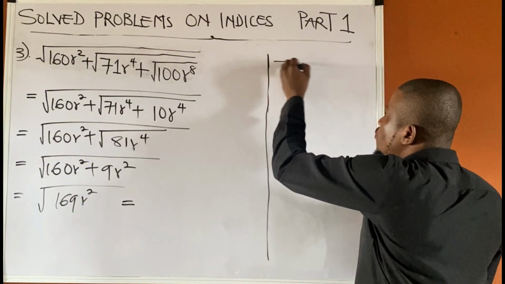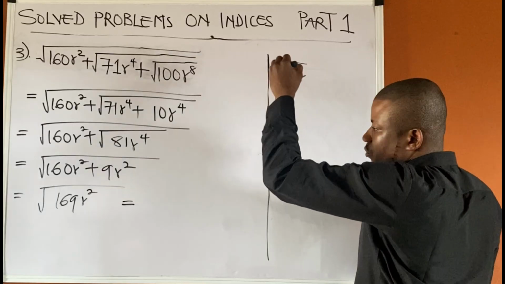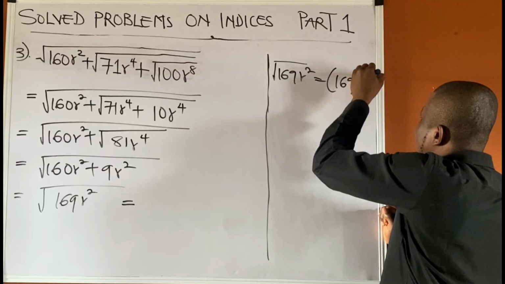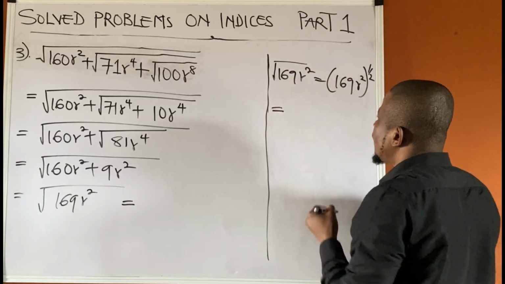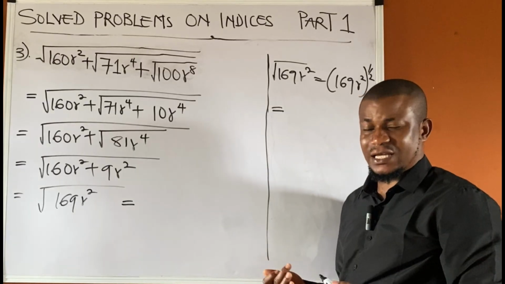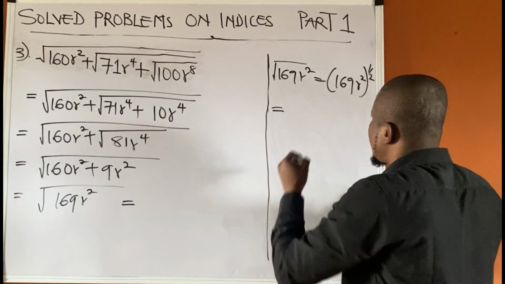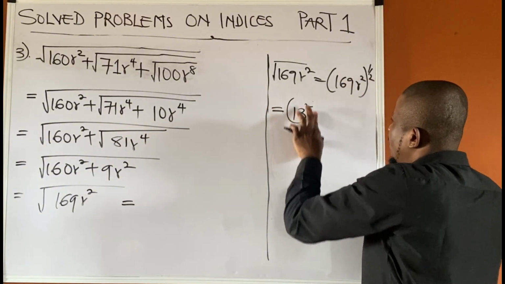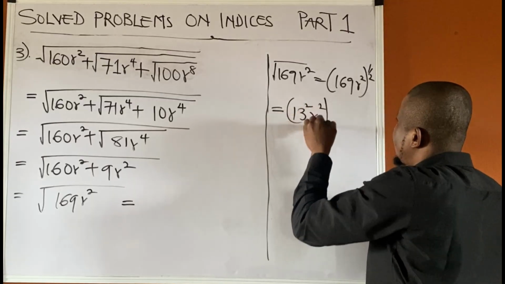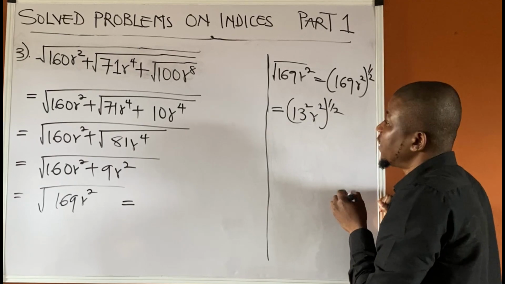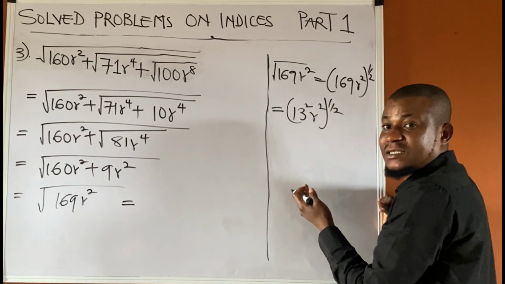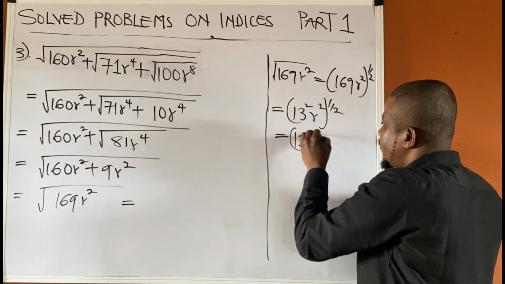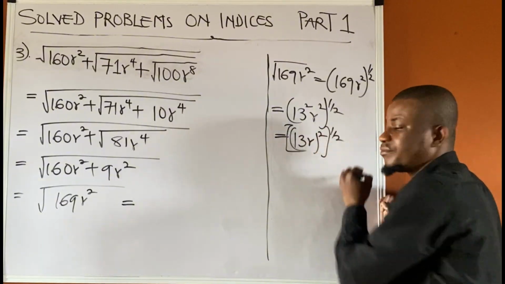So simplifying the root of 169r squared, we'll have 169r squared to power half. Okay, so 169 is 13 times 13, which is 13 squared. So we'll have 13 squared r squared, all to power half. Even at this point, you can take another law of indices, which is the product power law, and say something like 13r to power 2 all to power half. You can still approach this.